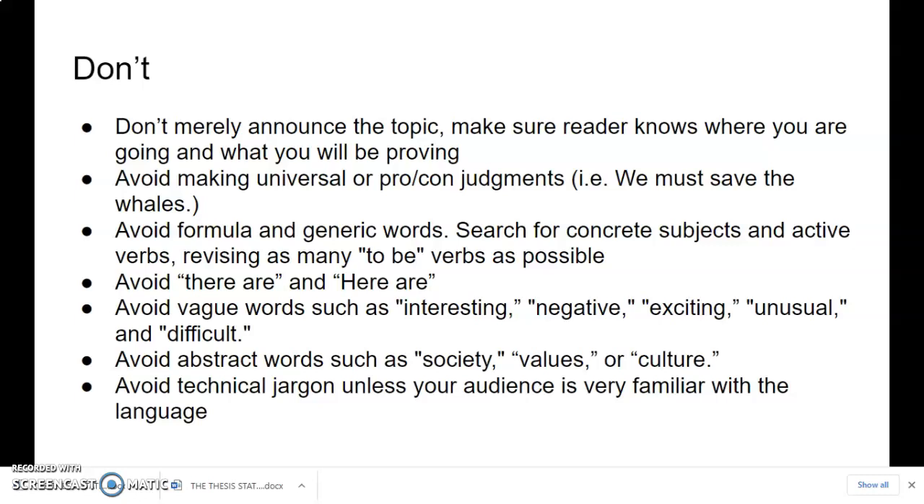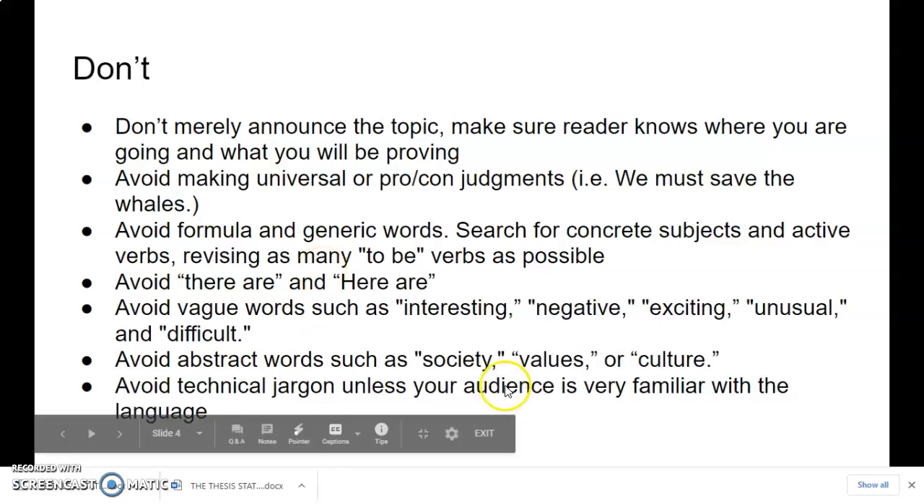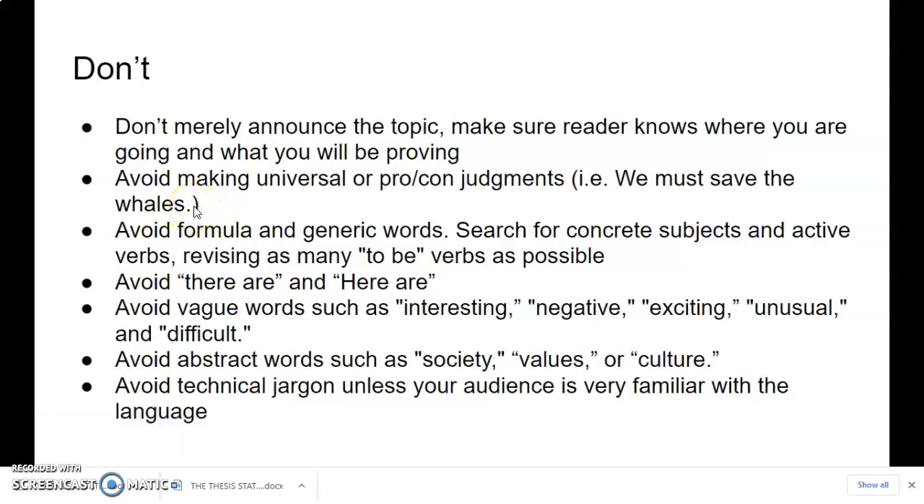So don't just announce the topic. Again, "assisted suicide should be banned." Again, it's the same thing. "We must save the whales." It's got to be backed up, or instead of "we," just make it a little more broad.